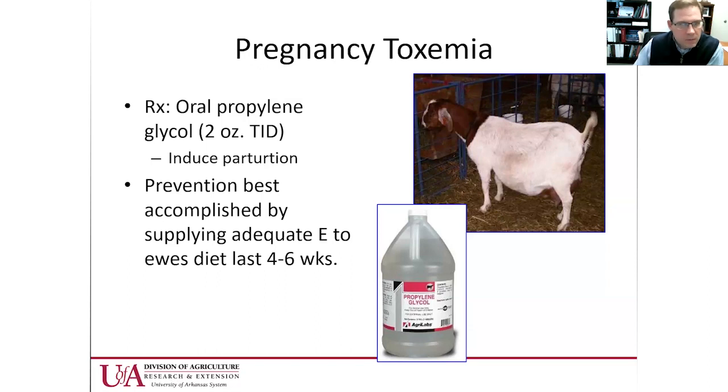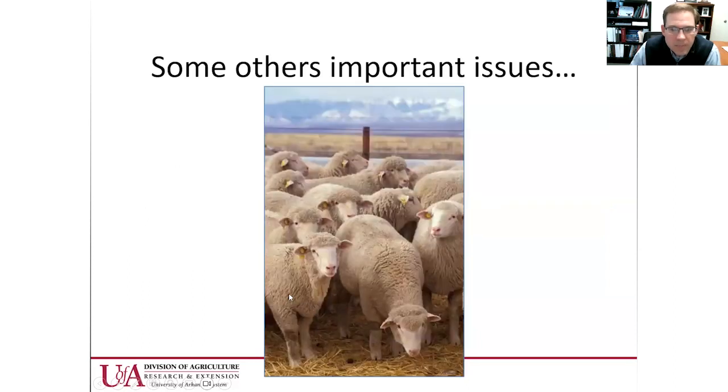The best thing to do, though, is when we get towards the end of gestation, start to feed these animals adequate energy. So the E here stands for energy. We just want to make sure that they're getting maybe some extra grain intake, especially corn, which has high levels of energy, and do that for the last few weeks of gestation.